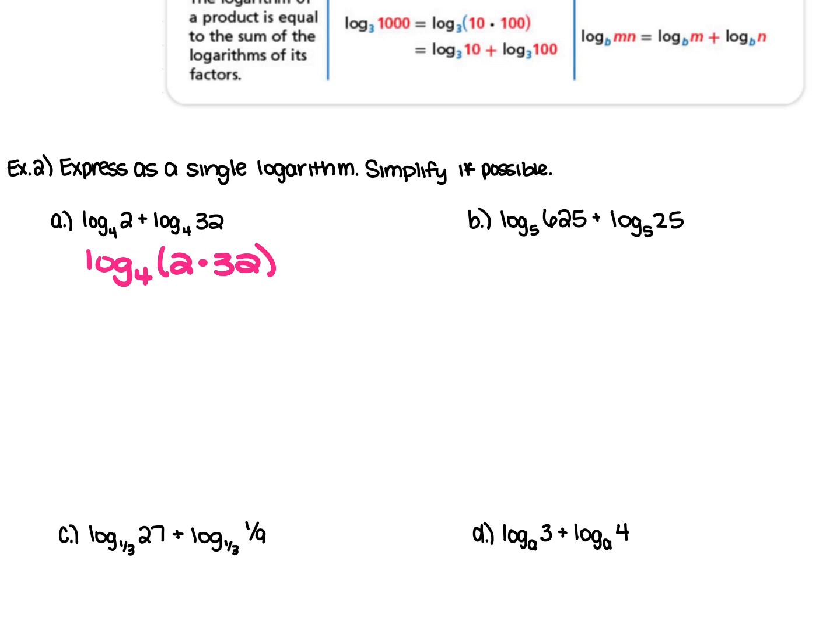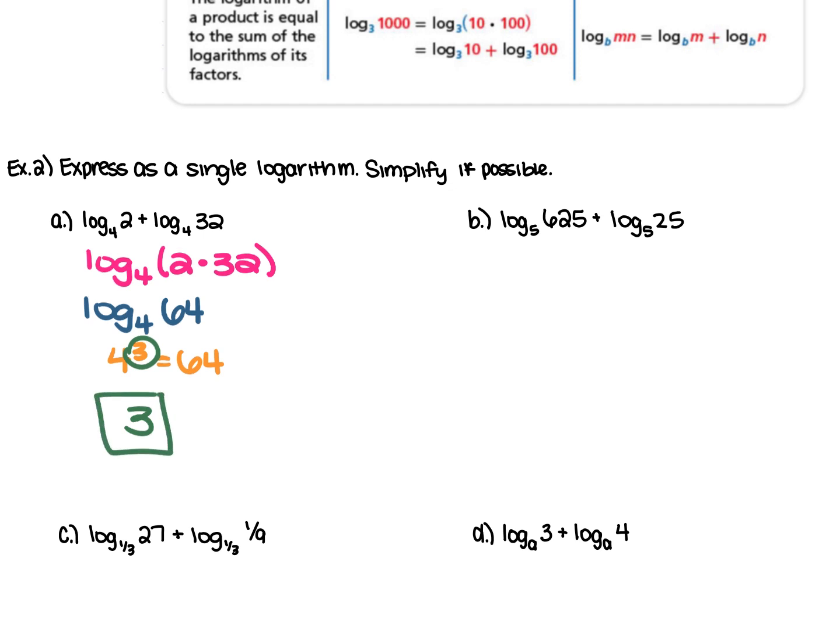If we can simplify here, we're going to. This means that 2 times 32 is 64, so that's log 4 of 64. 4 is raised to the 4th power, no, sorry, 4 is raised to the 3rd power to get you to 64. So 4 cubed is 64. Simplified fully would be 3.